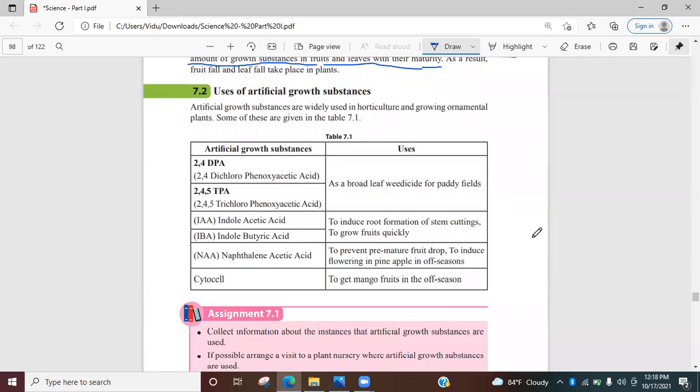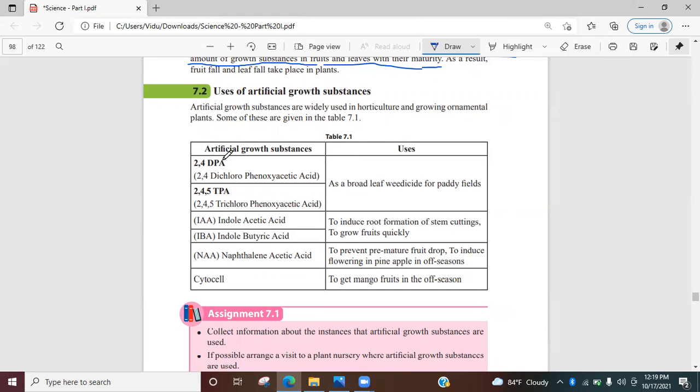Now we are moving to our second subtopic, uses of artificial growth substances. There are artificial growth substances also, other than plant growth substances. These artificial growth substances are widely used in horticulture and growing ornamental plants. Here you can see some artificial growth substances and uses.